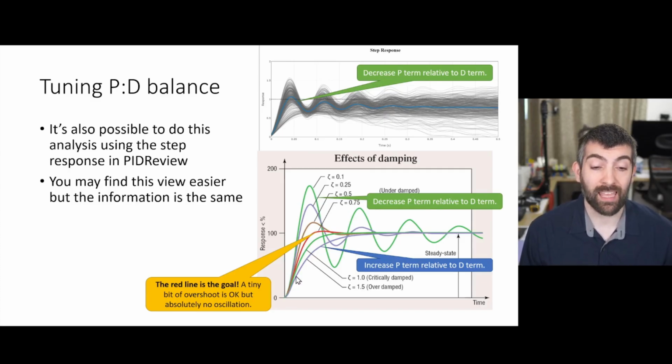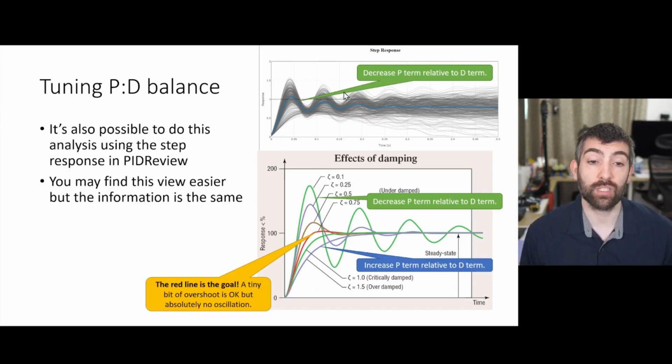If we look at a line like this purplish line here that takes a long time to gradually reach up to 1.0, that indicates that we've got too much d-term. And so we need to either increase p-term or reduce d-term. If you have something that looks like the red line, which is a rapid rise to 1.0 without any overshoot, then that indicates that your PD balance is correct and you have the right ratio of p-term to d-term.